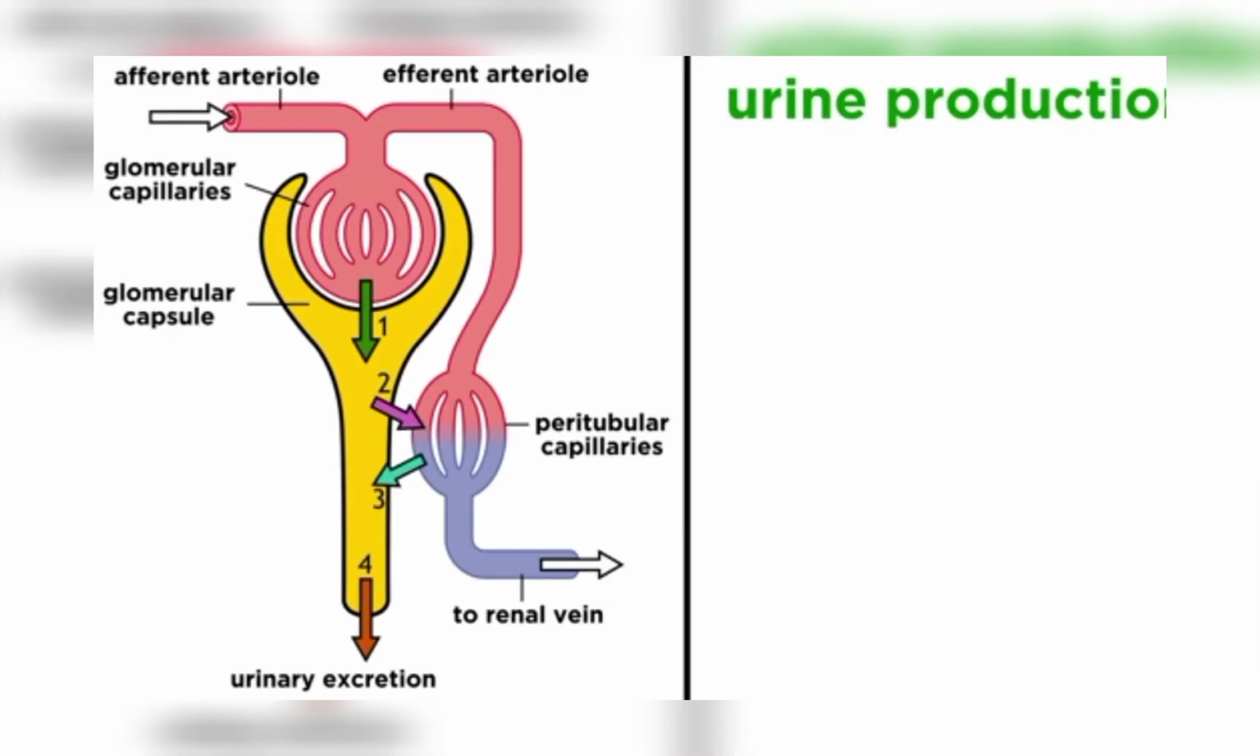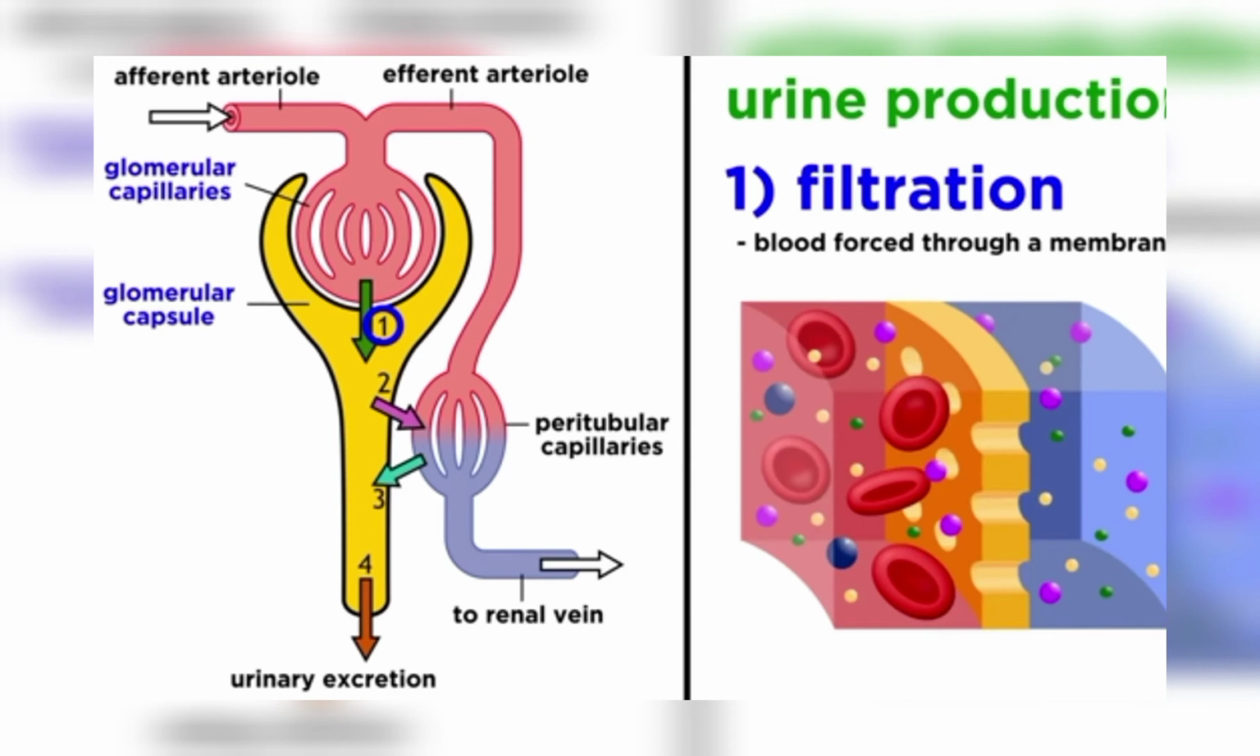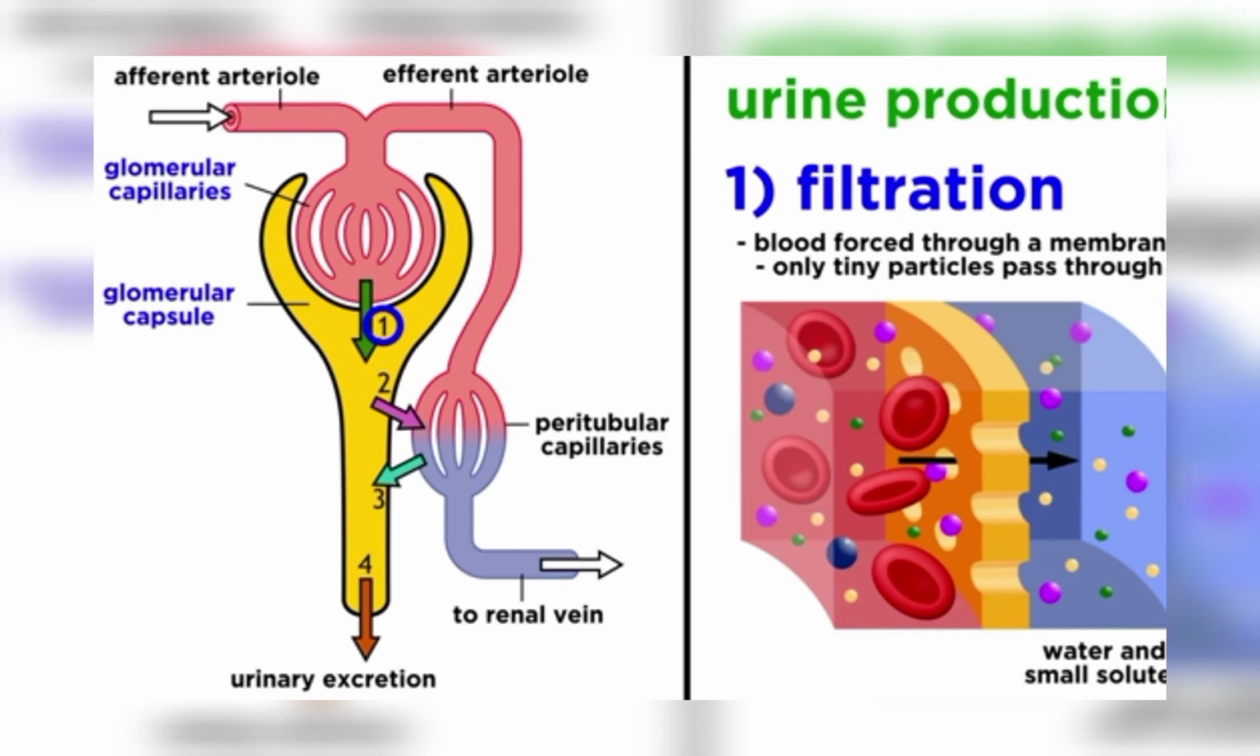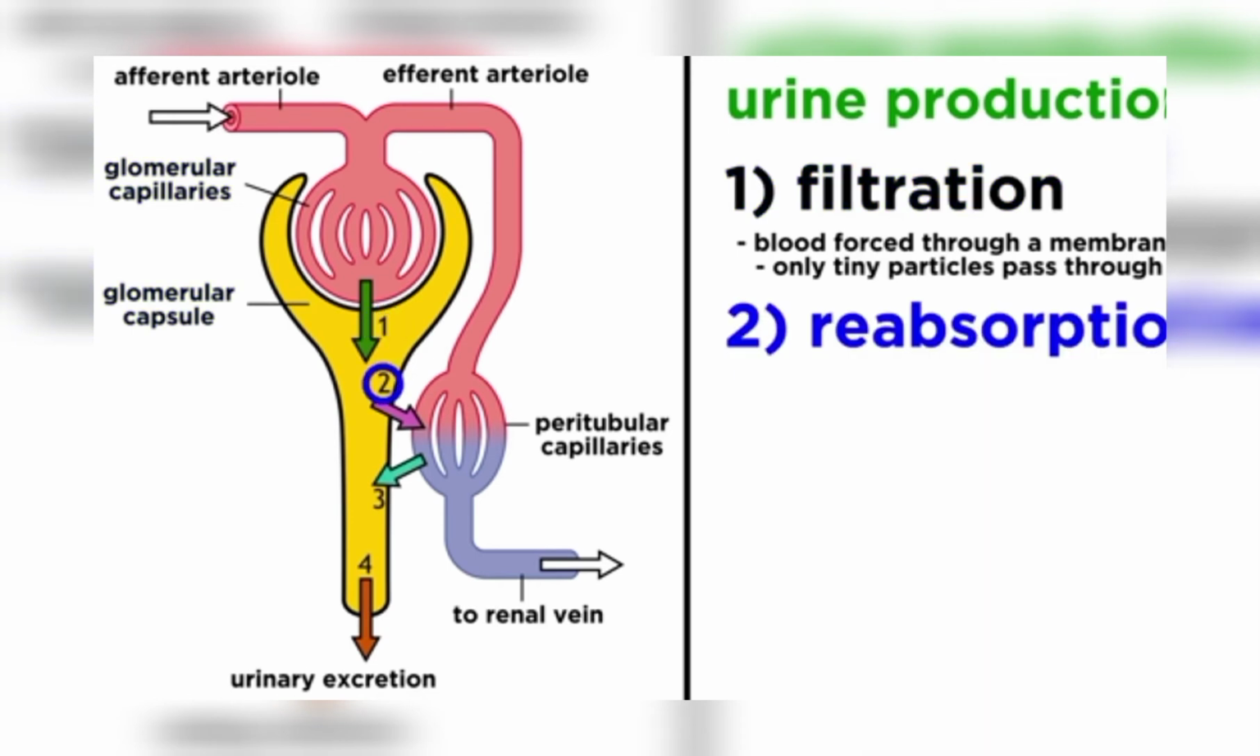So how exactly is urine produced? This is a three-step process. It begins with glomerular filtration, which takes place in the renal corpuscle. Blood is forced through a filtration membrane into the glomerular capsule. This membrane allows water and small solutes to pass through, but not proteins or anything larger, especially entire cells. The next step is tubular reabsorption.